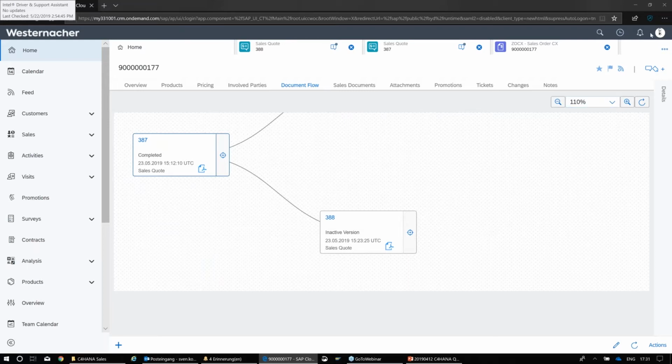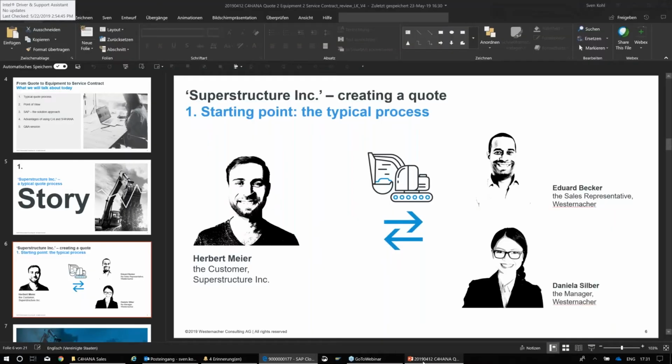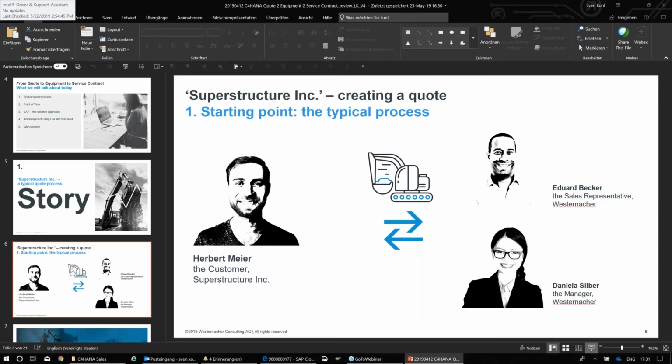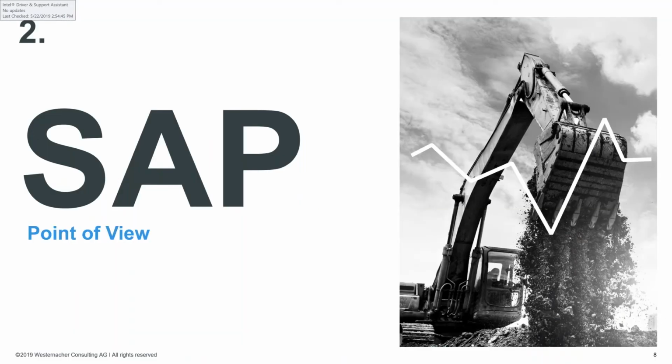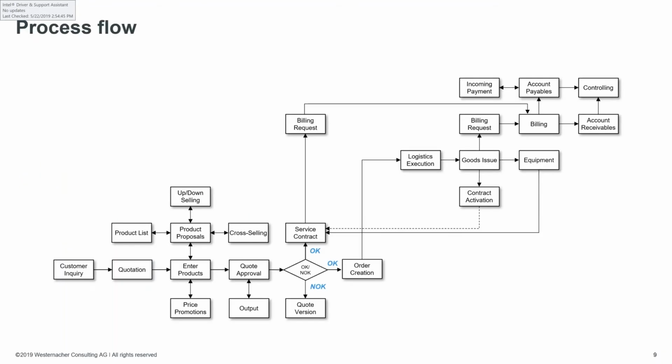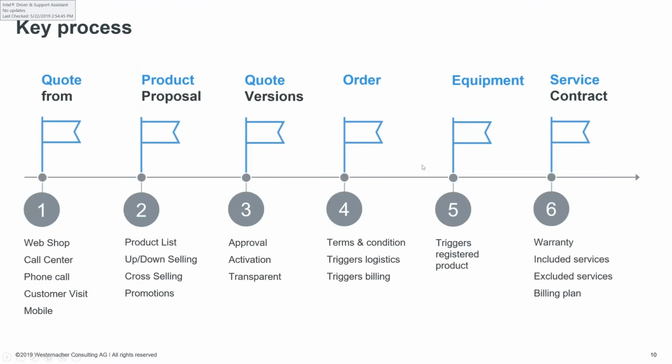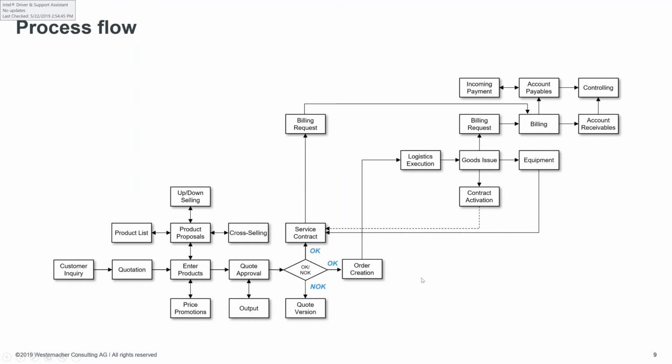So that's all for this system, and I will jump back into my presentation. So here comes our point of view. What we showed was in general this process flow. It's a bigger process flow that includes as well the logistic execution, goods issue, financial aspects, but we just showed the first section of that.